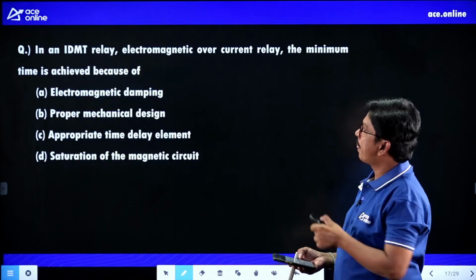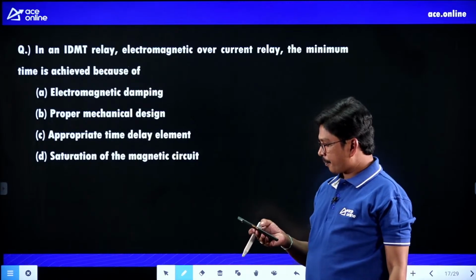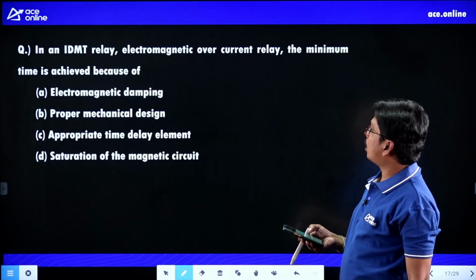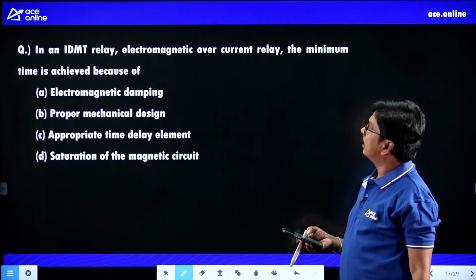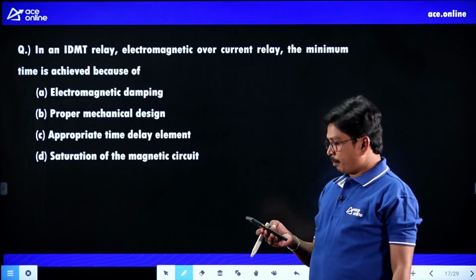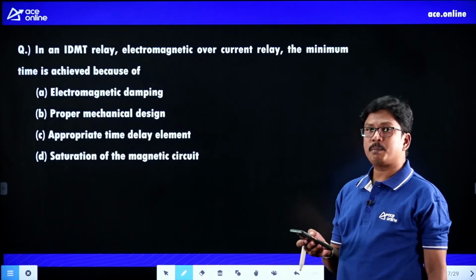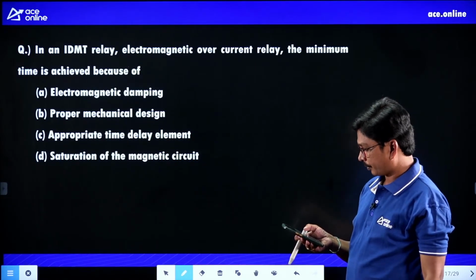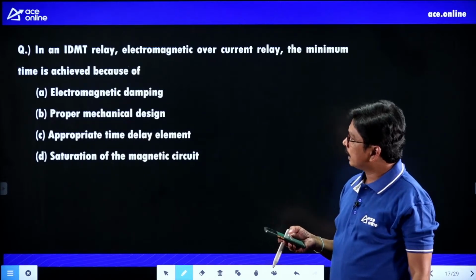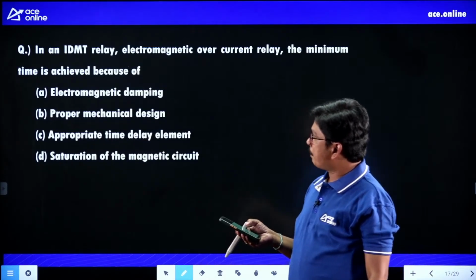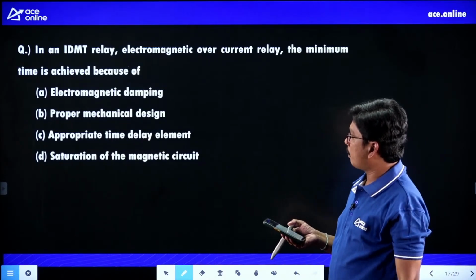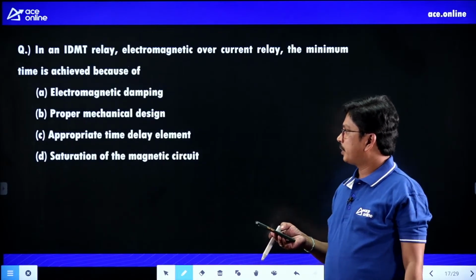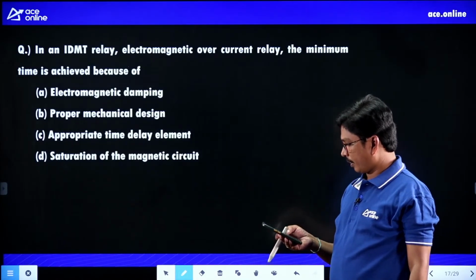Students, in an IDMT relay, electromagnetic over current relay, the minimum time is achieved because of what? The minimum time is achieved because of electromagnetic damping, or proper mechanical design, or appropriate time delay element, or saturation of the magnetic circuit. What is the answer?